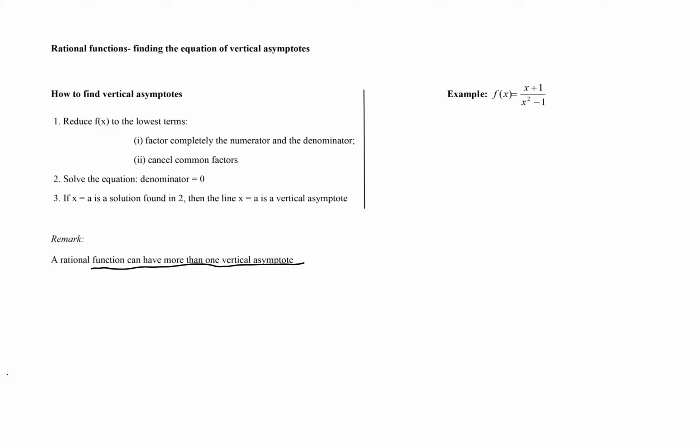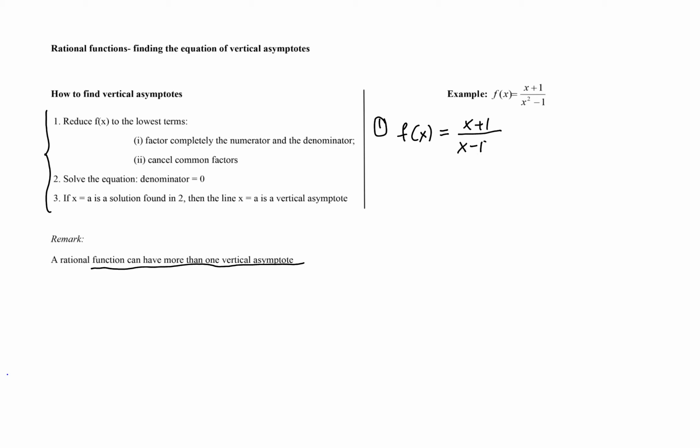If I have a function given by a formula, like in our example, how do I find the vertical asymptote for this function? We'll follow steps 1 through 3 on the left to accomplish the task. The first step is to reduce the function to the lowest terms. So that means factor the numerator and the denominator completely and cancel common factors.